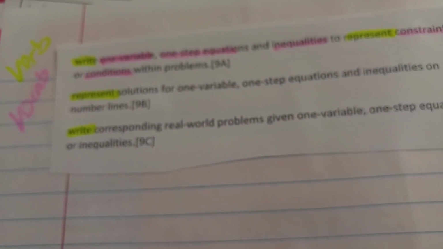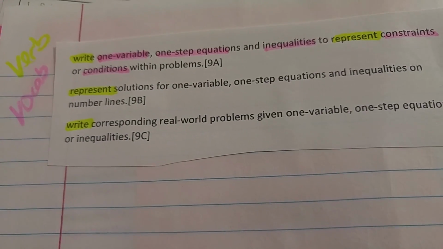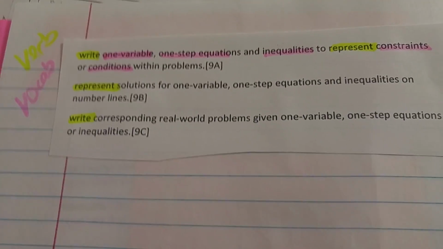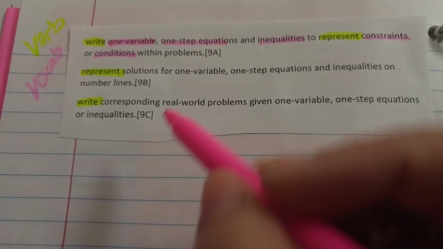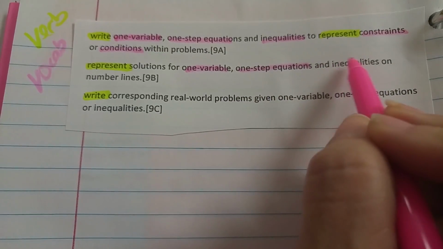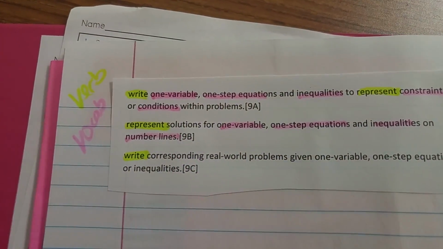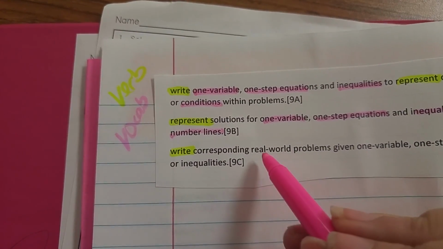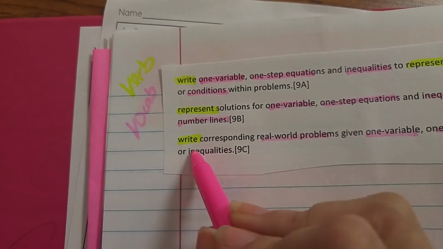I think you guys should know what the problems part is just fine. A lot of these words you've seen before, like one-step equations, you should be familiar with, but we're just going to go ahead and write them down today anyway. Then we're going to be representing solutions. We know what that is, but it's also for one variable, one-step equations, and inequalities. And this time we're doing it on number lines. And then our last one, we're going to be writing real-world problems with one variable, one-step equations, or inequalities.